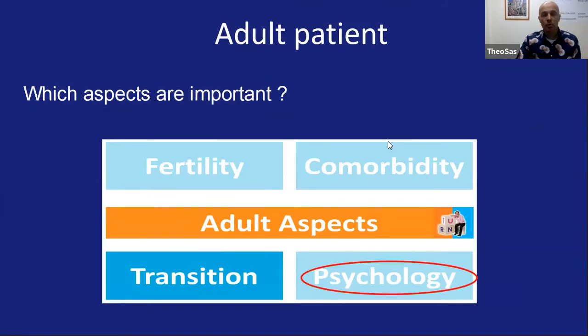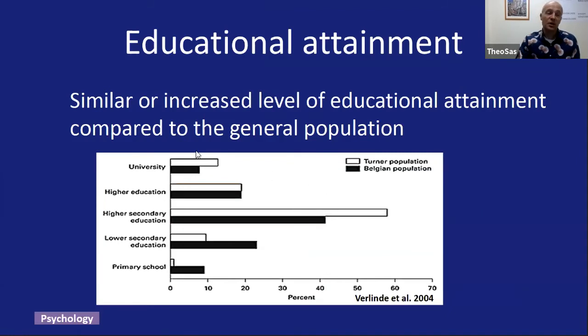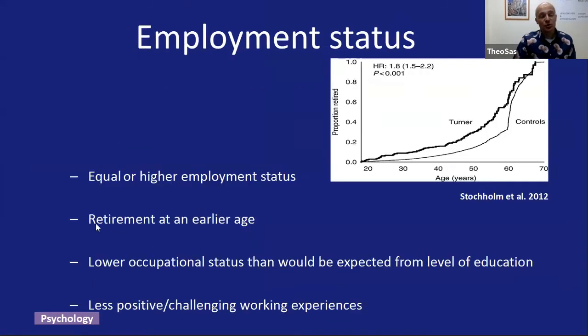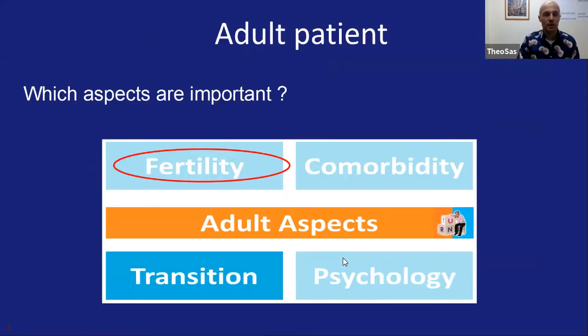And there are more important things. The psychology, again, we know that their education level is not that different compared to the general population, but we know that there's a greater risk that the retirement is earlier and that they have a lower occupational status than what you would expect when you look at education. So there are psychological factors which play a role.